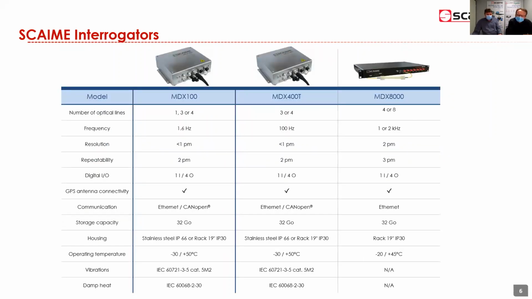Then our ranges of interrogators: 3 ranges, MDX 100, 400, and 8000. The main difference is the frequency. The MDX 100 is for static or quasi-static measurements. Then MDX 400, 100 Hertz, and MDX 8000 for higher frequencies up to 2 kilohertz. This is the main point. Then in terms of optical channels, the first 2 have only up to 4 channels, whilst the MDX 8000 can have up to 8 channels.